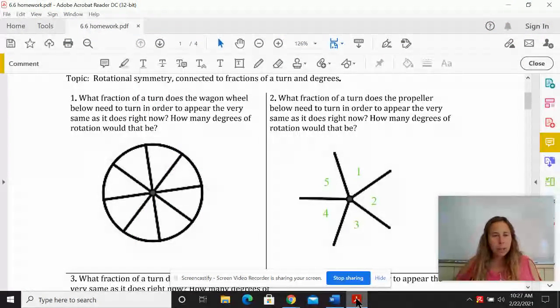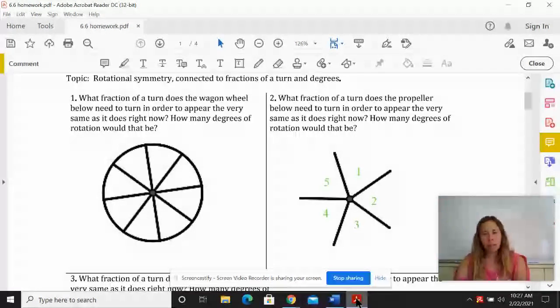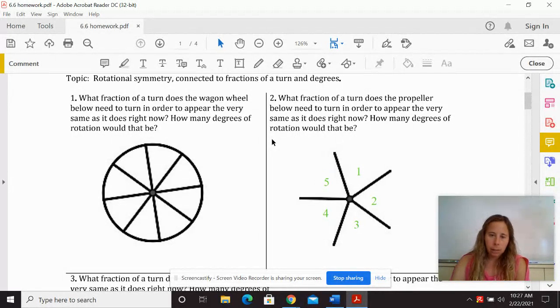Alrighty, so we actually did 1 and 2 in class already, but I'm going to go ahead and go through number 2 again. It says, what fraction of a turn does the propeller below need to turn in order to appear the very same as it does right now? Okay, that's our first question. Our second question is, how many degrees of rotation would that be?